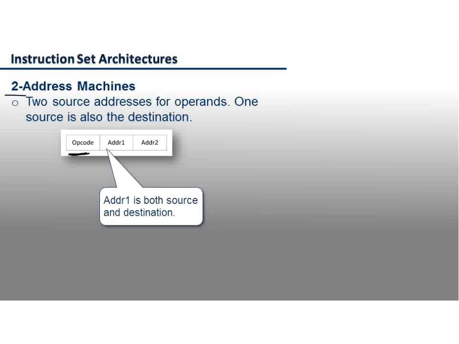We have two addresses. The one in the middle, address 1, is source and destination at the same time. So you use it as a source, but at the same time you store onto it. You use it and you store onto it. And address 2 is always a source. Right. So let's take the example.